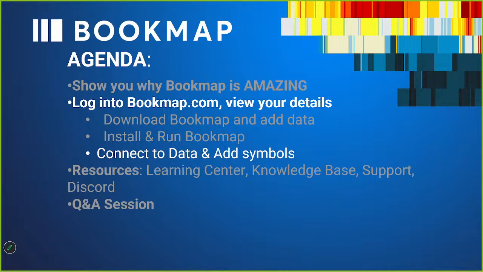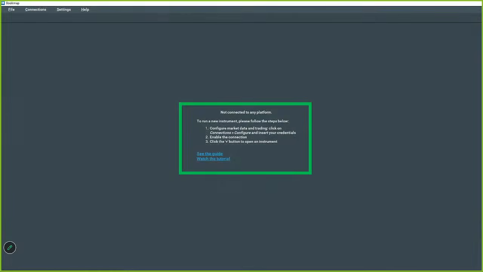We're going to launch in our simulated mode. Start adding some data in here. I'm starting with a blank Bookmap. You're usually going to have at least a few symbols running up here.